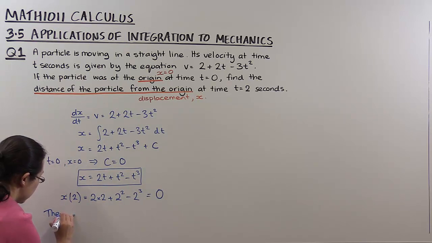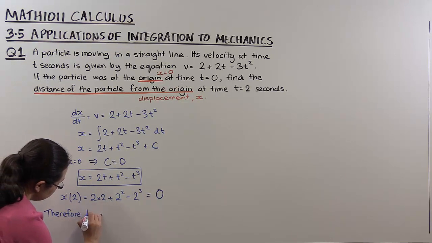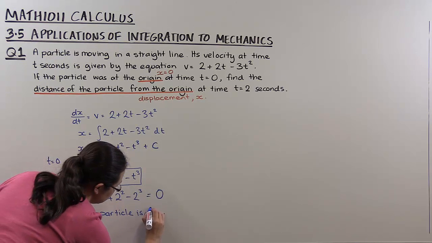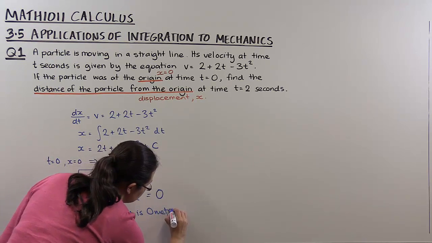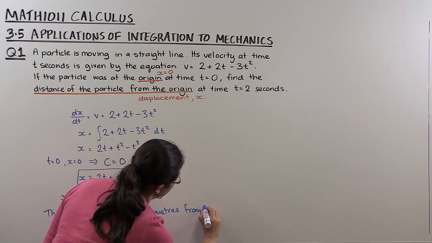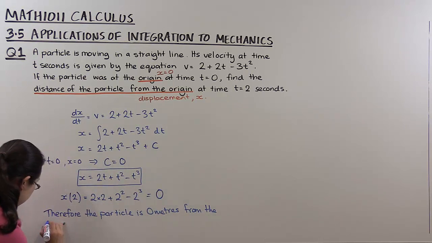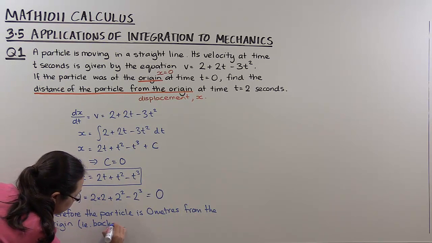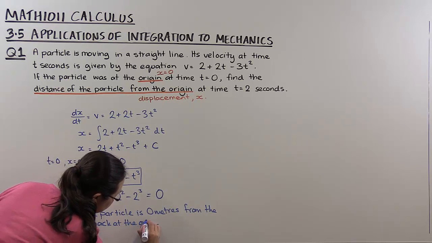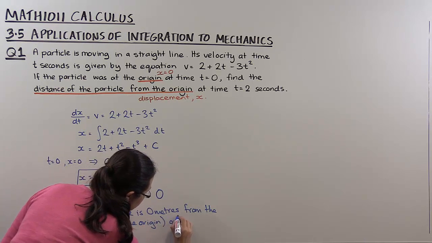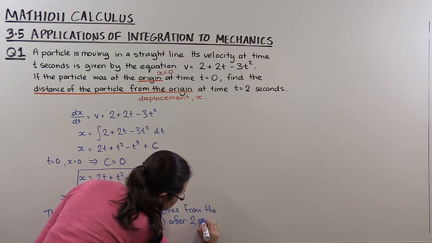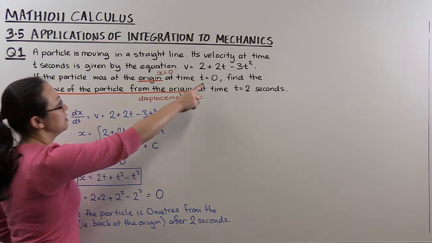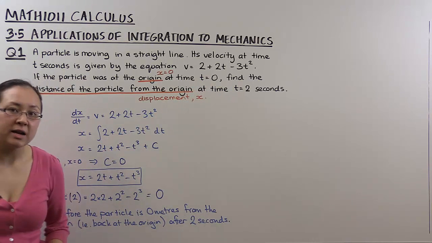So let's just conclude there. So therefore, the particle is 0 meters from the origin. That is, back at the origin after 2 seconds. Okay, so actually it started at the origin, and after 2 seconds it's back at the origin.